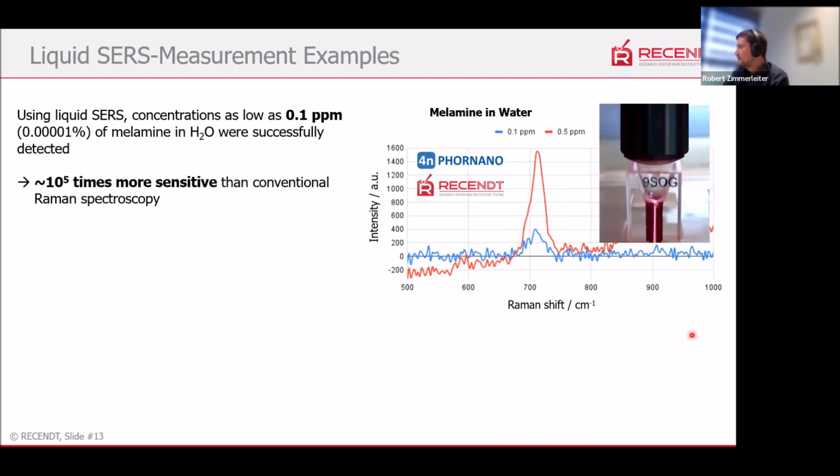On the right side, you can see the Raman spectrum here zoomed in on the melamine band, on the very characteristic melamine band here, located at 700 something inverse centimeters. And we can see for the 0.5 ppm, we get a very strong signal still. For the 0.1 ppm, it is still noticeable that there is some melamine inside of our sample.